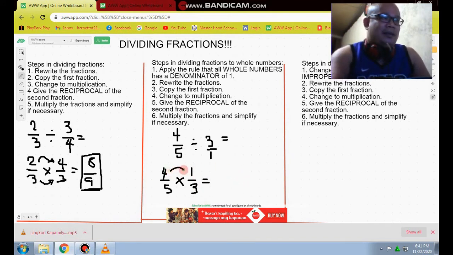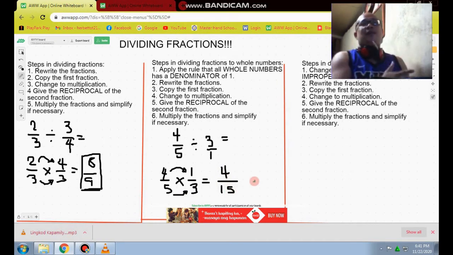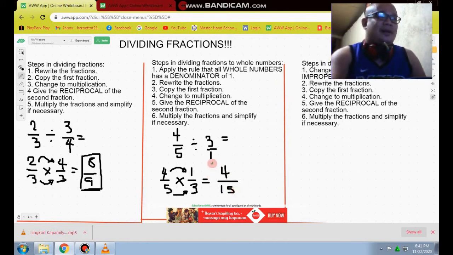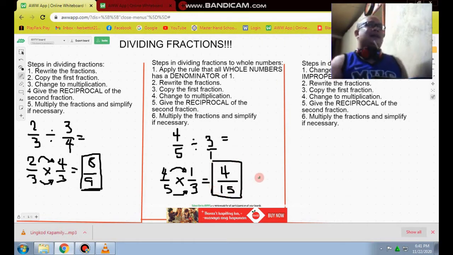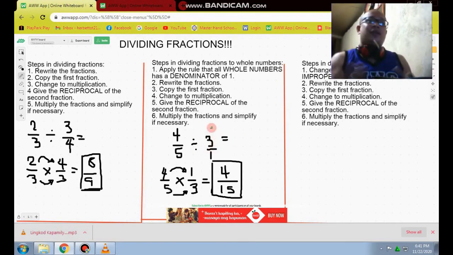So multiply numerator to numerator and denominator to denominator. Alright, ayan. So 4 times 1 is we have 4. And 5 times 3 is we have 15. So sabi, simplify if necessary. So meron bang common factor yung 4 and 15? Okay, so wala. So this is now our final answer, 4/15. Ayan, class. So ganoon din yan pagka sinasabi natin vice versa or whole numbers to fraction. For example, if nauna si 3 as a whole number, so the same process, apply nyo lang ang rule ng whole numbers na ang lahat ng whole numbers ay may denominator na 1.